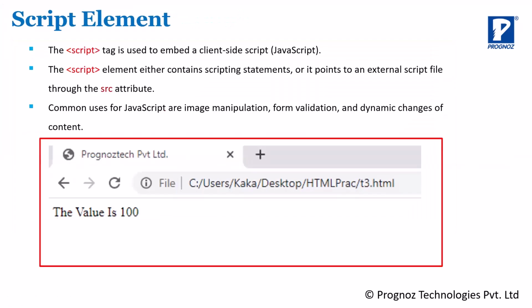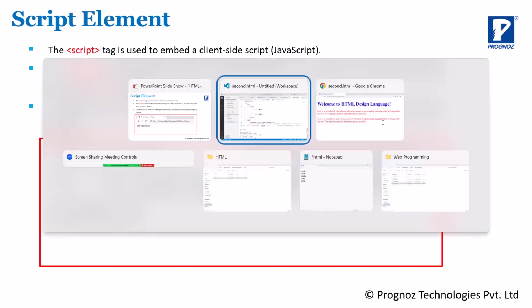Next, the script element. When do we use the script element? Whenever we are going to use JavaScript inside our HTML file. जब JavaScript use करना है तुम्हें HTML file के अंदर, then you need to use the script element. The script tag is used to embed a client-side scripting language, that is JavaScript. Using the script tag, we can call an external JavaScript file as well as implement JavaScript in the same HTML file. So how can we implement JavaScript in the same HTML file?